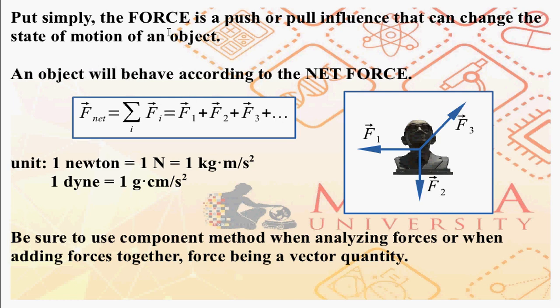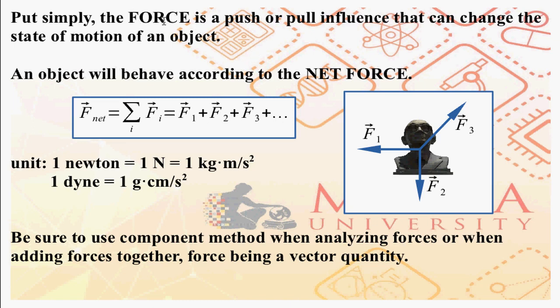We know from common experience that whenever we push or pull something, not only can we change the position of the object, we can also change the velocity of the object. And that's the basic definition of what a force is. It's an influence that can change the state of motion of an object. When we push or pull something, we always do so in a particular direction, which means force is a vector quantity.